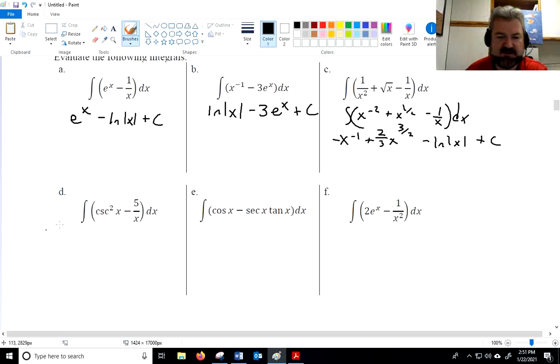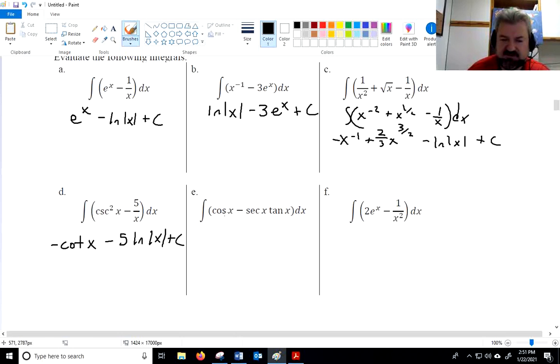All right, let's take a look down here. The integral of cosecant squared x. What has a derivative of cosecant squared? That's cotangent. And if it has a co in the answer, remember it's negative. So it's negative cotangent x minus, and then the 5, again, will just come along as a constant multiple, times the natural log of the absolute value of x plus c.